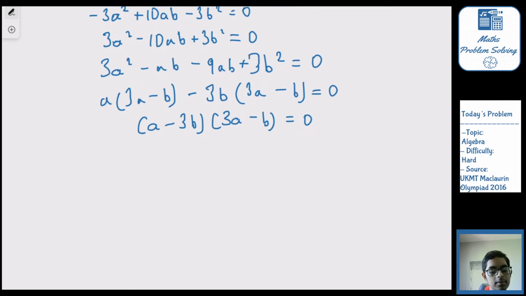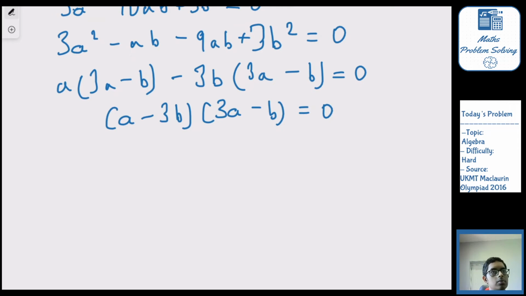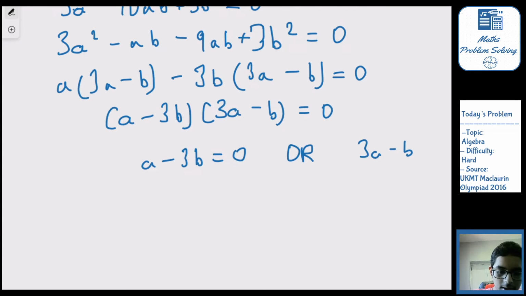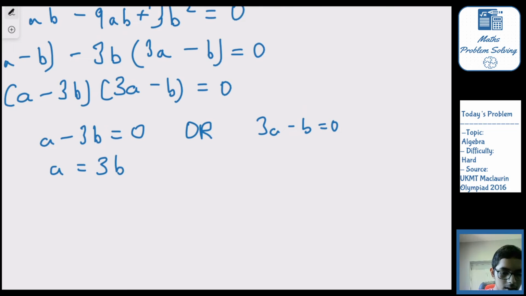And now we have a link between a and b, which is much cleaner than what we would have derived if we had used the quadratic formula. So now a minus 3b can equal 0, or 3a minus b can equal 0. And now let's just solve the left-hand one first. So a equals 3b, or 3a equals b. So now we have two separate possibilities. So a can either equal 3b or b can equal 3a.